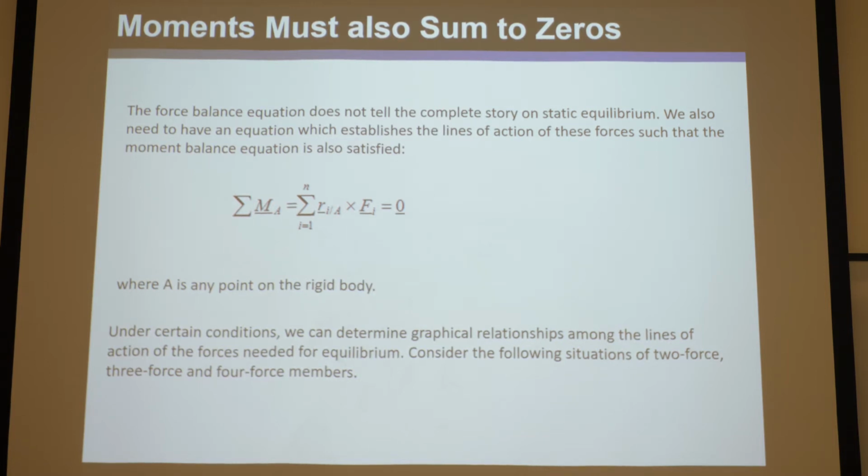Okay, under certain conditions, we can determine graphical relationships among the lines of action of the forces needed for equilibrium. Okay, so what I'm going to do now is show you some different kinds of members, like 2 force, 3 force, and 4 force members, okay? As well as 2 force and moment members, okay?